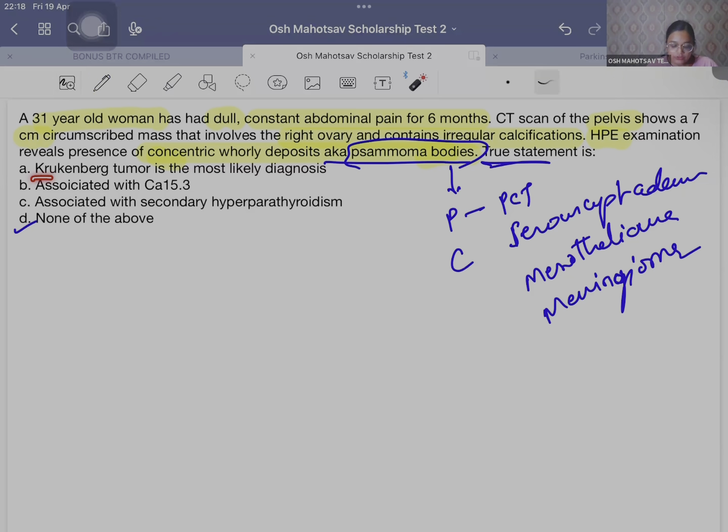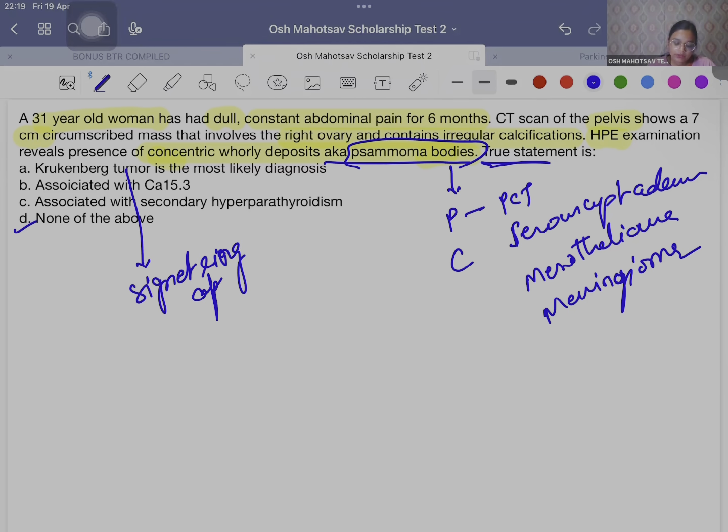Why? Because these Krukenberg tumors are mostly diagnosed... No, Krukenberg tumors have a signet ring appearance. Okay, so signet ring appearance is particular for these Krukenberg tumors. They are associated with CA 15.3? No, these are mainly associated with breast cancer. Okay, they don't have any role. They are associated with secondary hyperparathyroidism? No, these bodies are not associated with this. So the answer is none of the above.